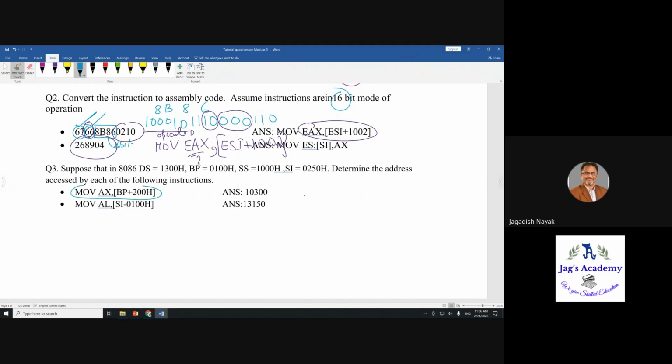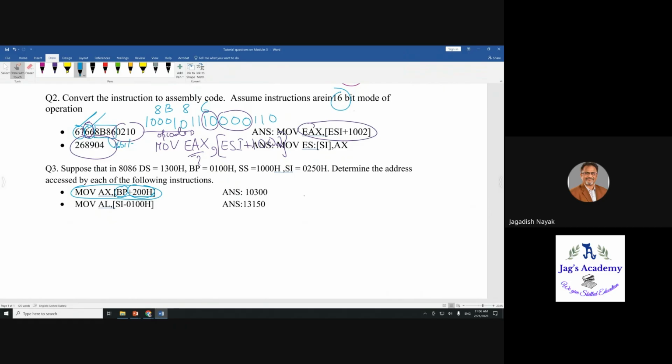See here, what does this do? This copies data from the memory to the register. From which offset address does it copy? The offset address is available in BP plus 200H. So which is the offset address now? That is what is actually asked in the question. It is asking how the data is accessed from the memory, so you are supposed to give the physical address.